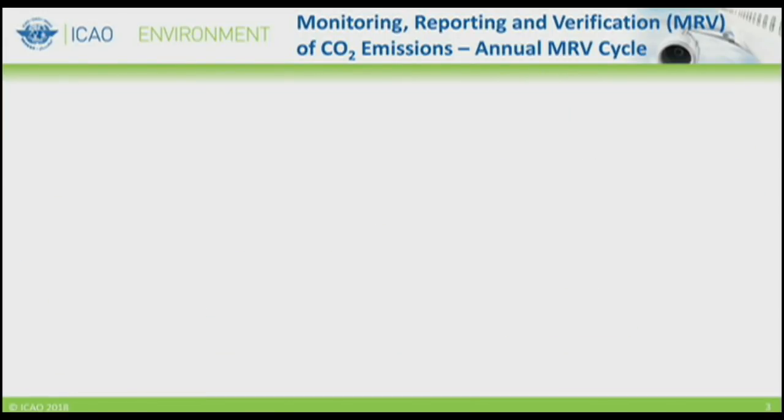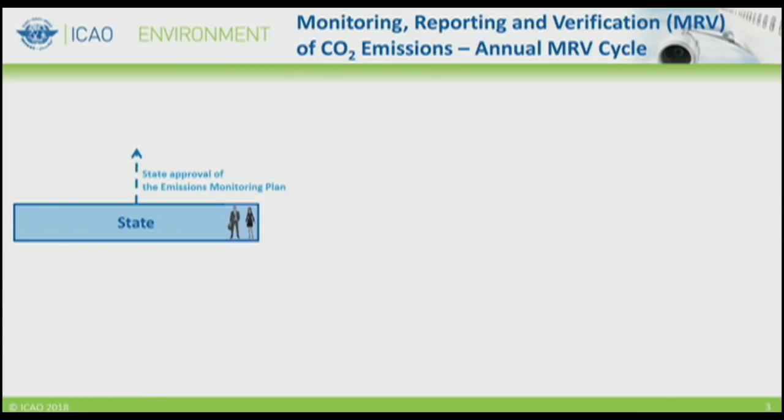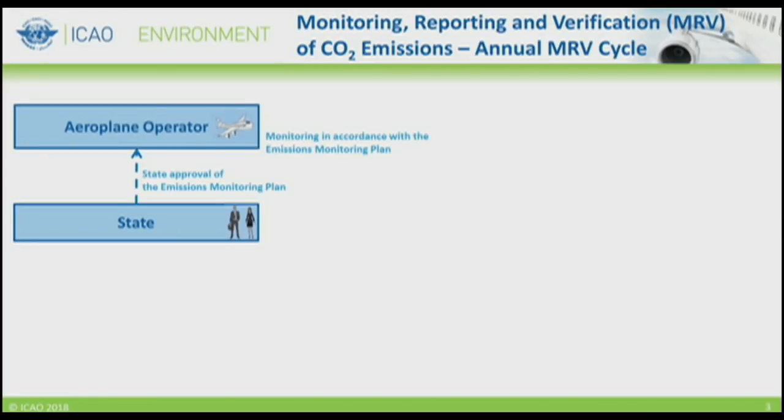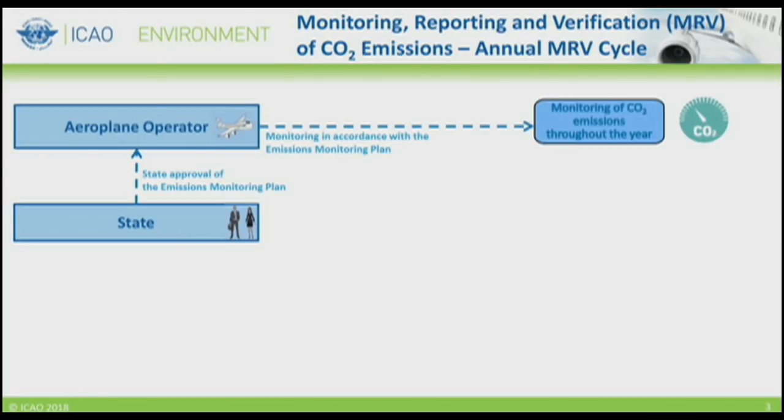I already mentioned that the sequence of M, R, and V is slightly different. And here we try to illustrate the annual cycle of the MRV system. So I will talk a lot more about the emissions monitoring plan just in a second, but everything starts with the emissions monitoring plan. So the airplane operator will draft an emissions monitoring plan and submit the plan to the state. State will approve the plan, and this is really the starting point of the monitoring for the CO2 emissions information. The monitoring needs to happen in accordance with the plan, and the plan needs to be approved by the state before the monitoring will commence.